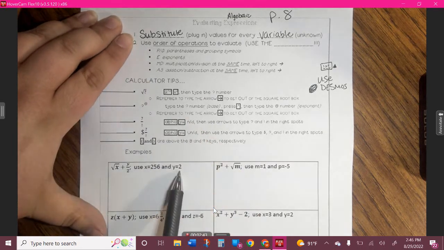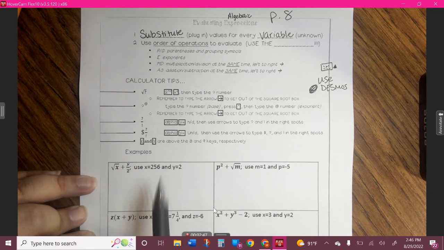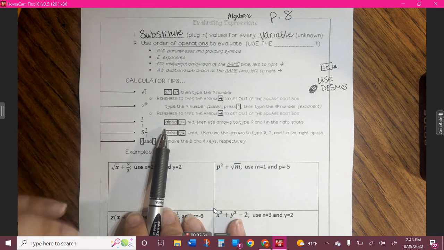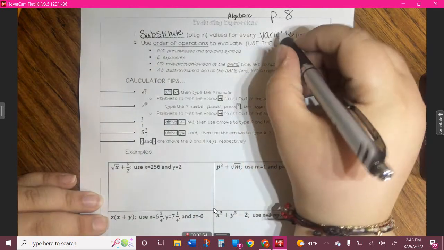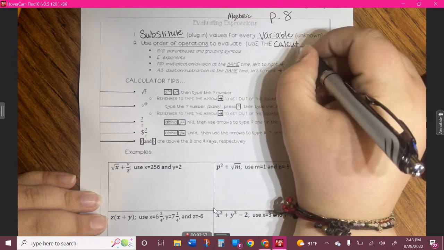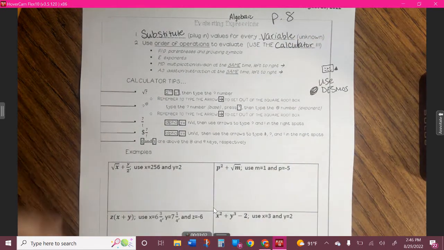After we've substituted the values in, so we've put numbers everywhere we see a letter, then you just use the order of operations to evaluate. In case you have forgotten, those are the order of operations. However, the new thing to us in 8th grade is that we do get the use of a calculator. So, L-A-T-O-R, calculator. We're going to try and use our calculator for that this year.